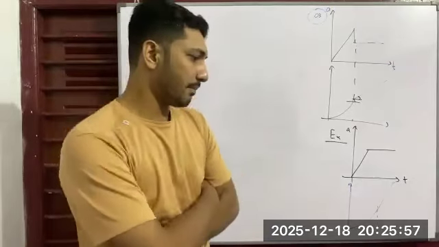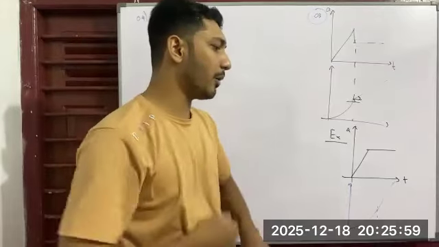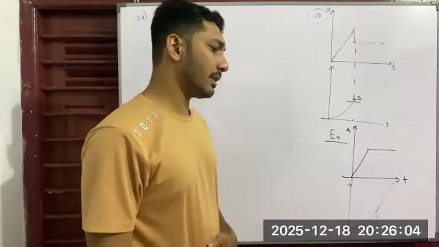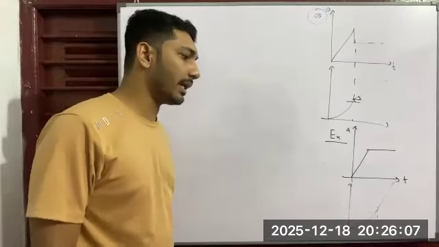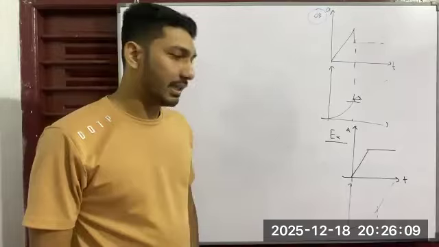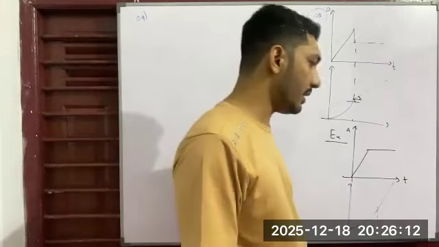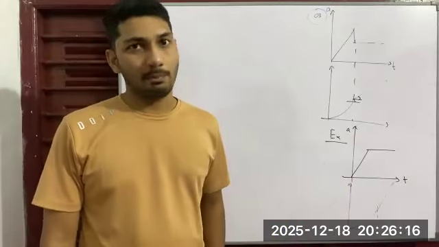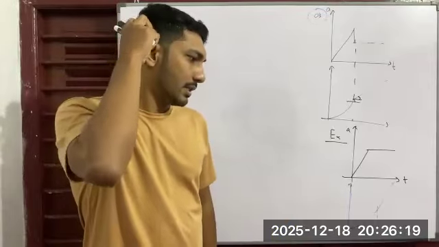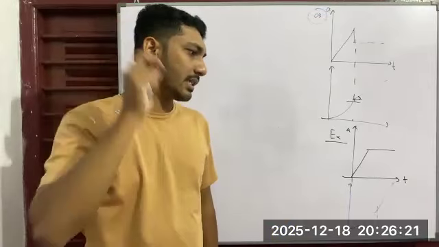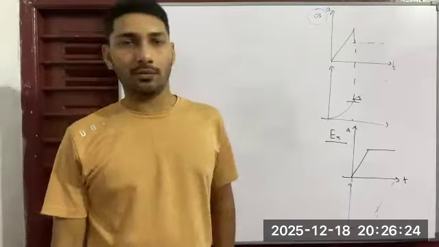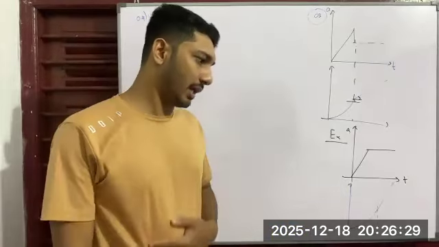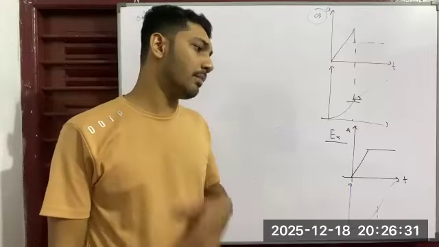A motor car moves with uniform acceleration alpha from rest, and then immediately continues with uniform retardation beta and comes to rest at time t. The maximum velocity of the car is. So it's a mathematical question. Initially it starts with acceleration alpha at rest, and then immediately continues with uniform retardation beta and comes to rest at time t.